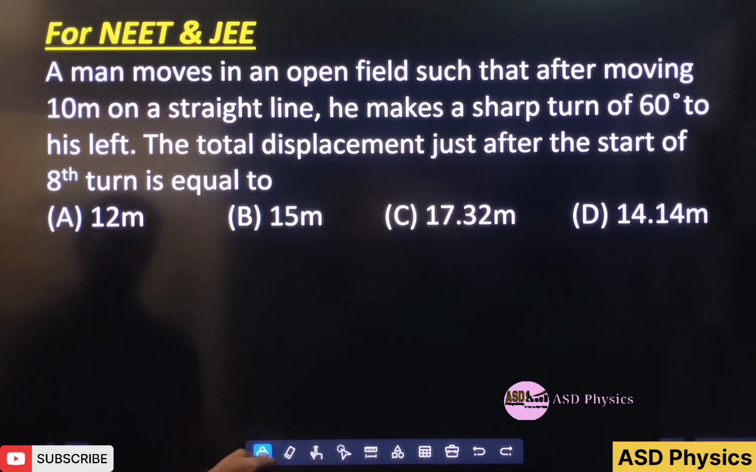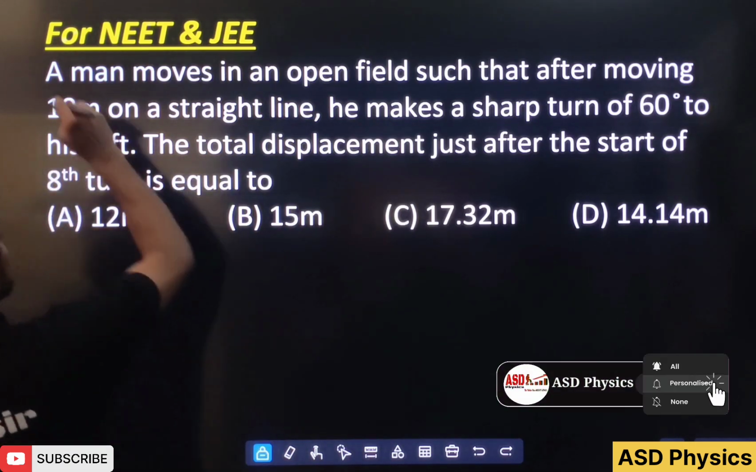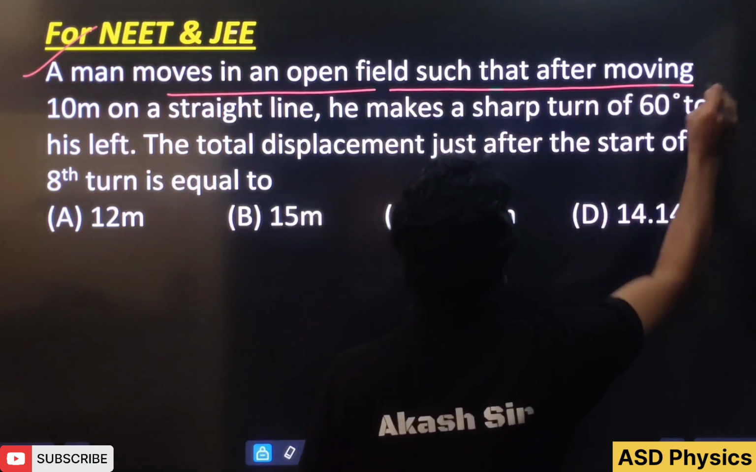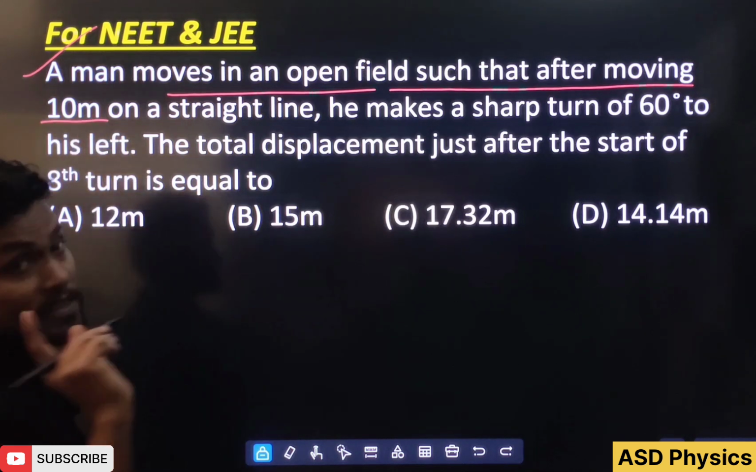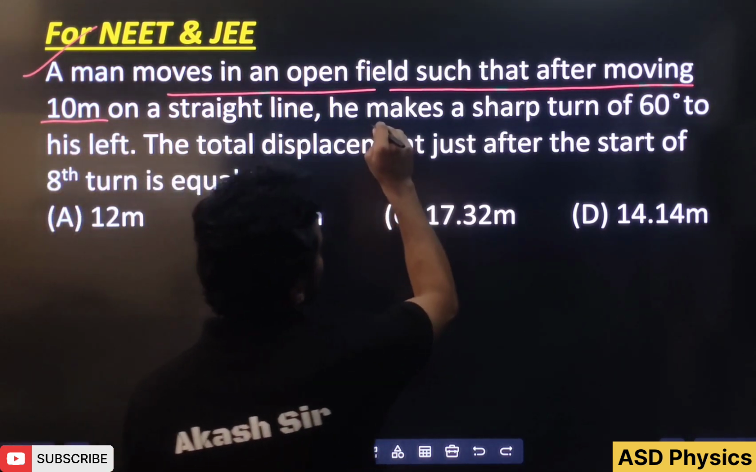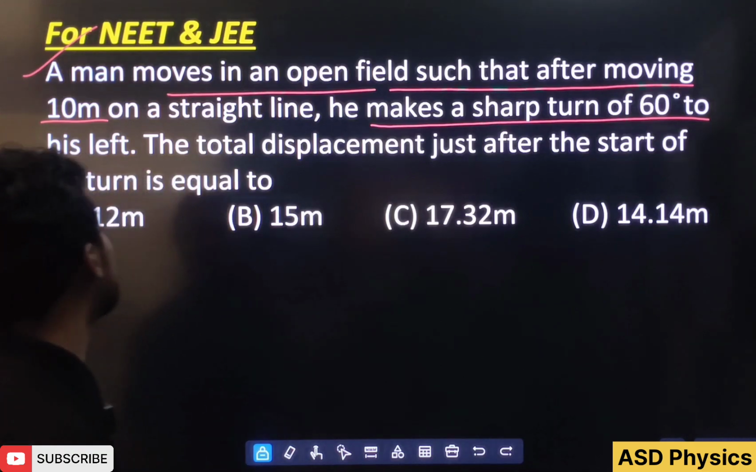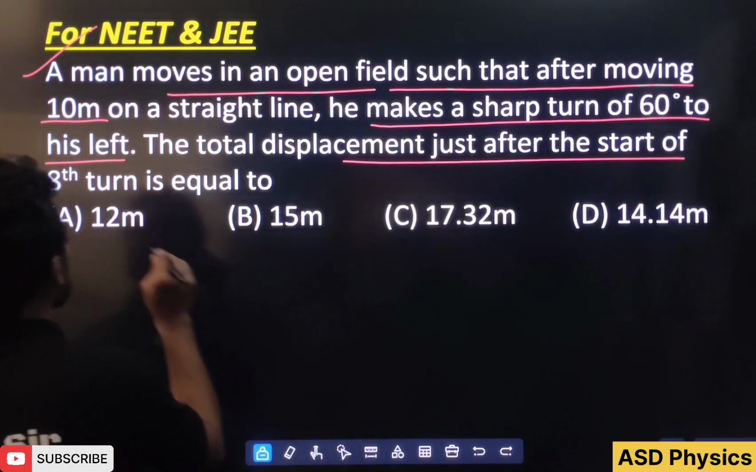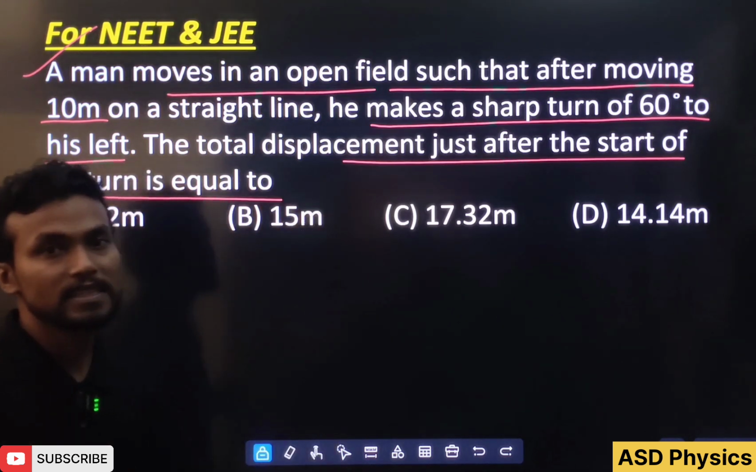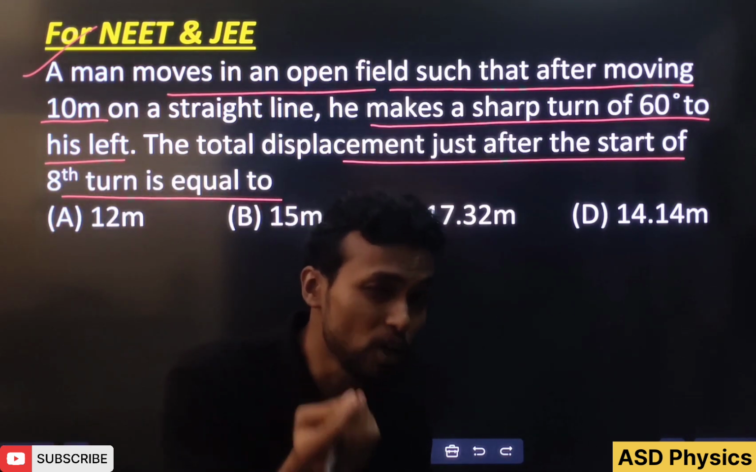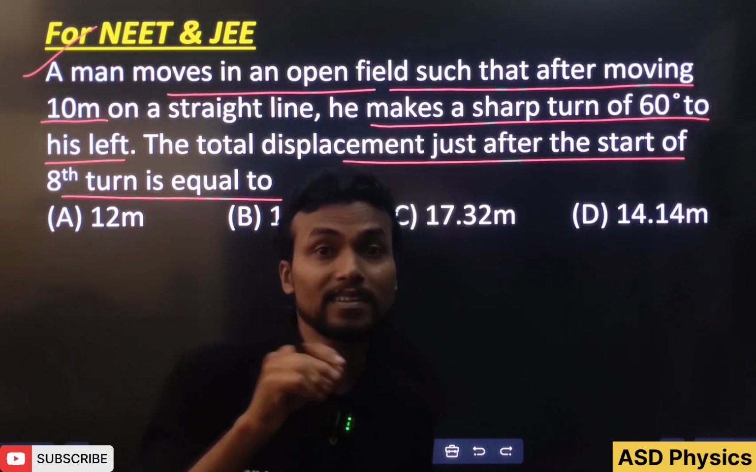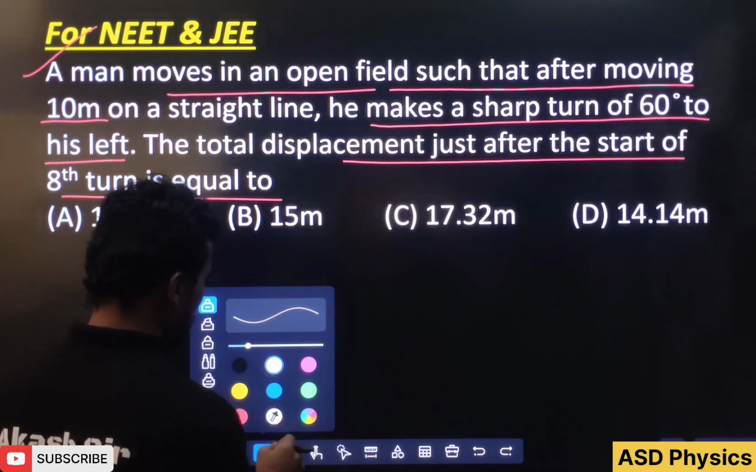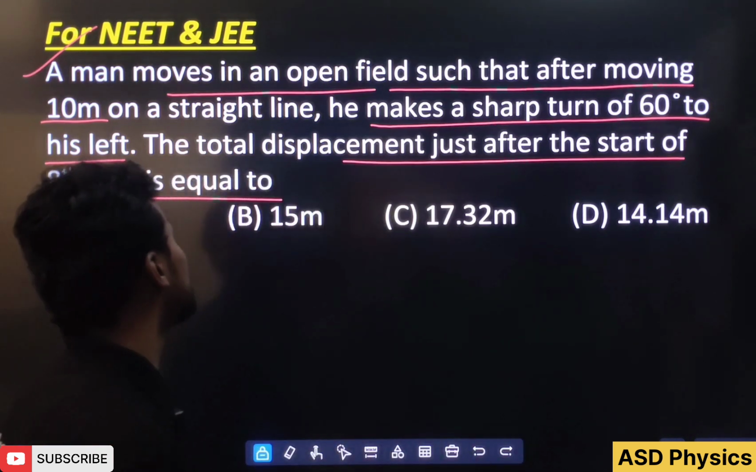Let's learn how to use this. See this question. A man moves in an open field such that after moving 10 meter on a straight line, he makes a sharp turn of 60 degree to his left. The total displacement just after the start of eighth turn is equal to. When you think a little bit of geometry about that, you will see that this shape will come as a hexagon. Which hexagon will come? Regular hexagon will come. First, let's see the question here.